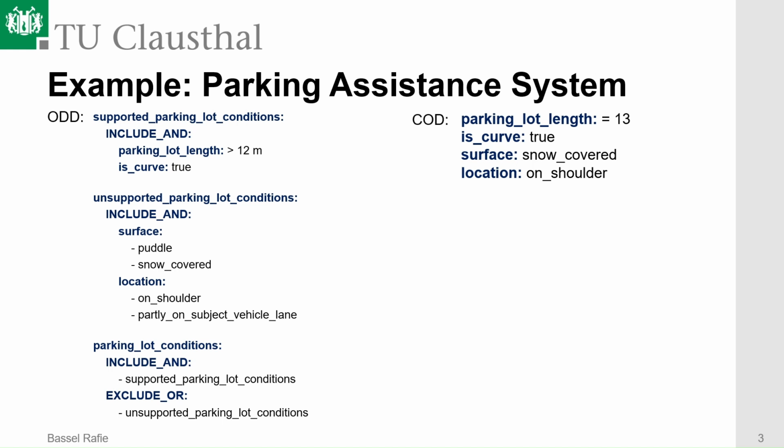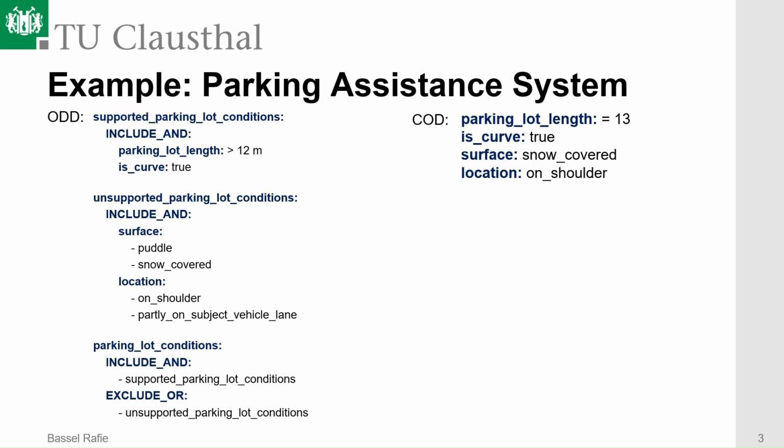In the unsupported parking lot conditions module, we say that the system should not operate if the surface is covered with puddle or snow, or if the parking location is on the shoulder or partly blocking a lane. Finally, the parking lot conditions module is the overall module, and it combines both. It includes the supported parking lot conditions and, at the same time, excludes any of the unsupported ones.